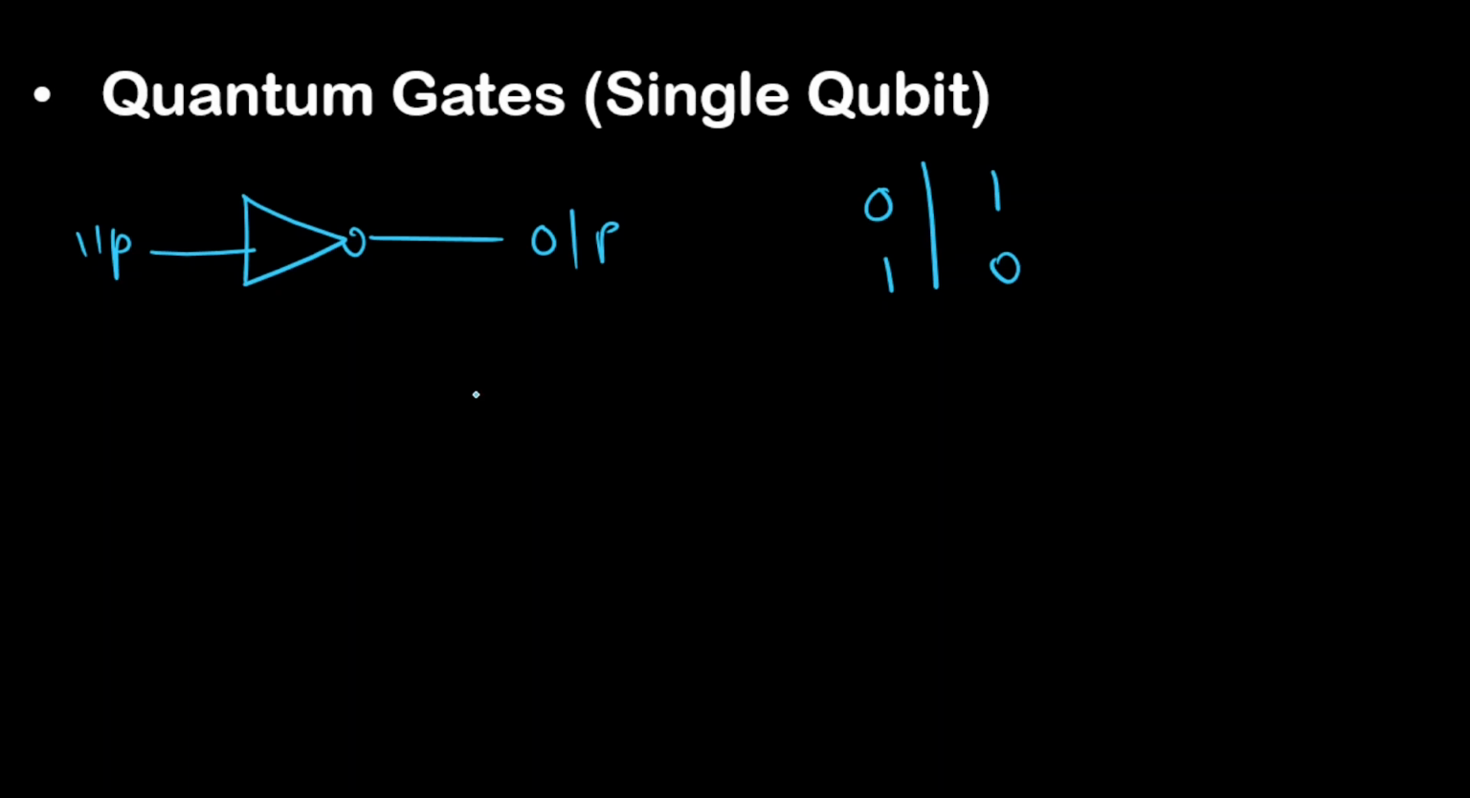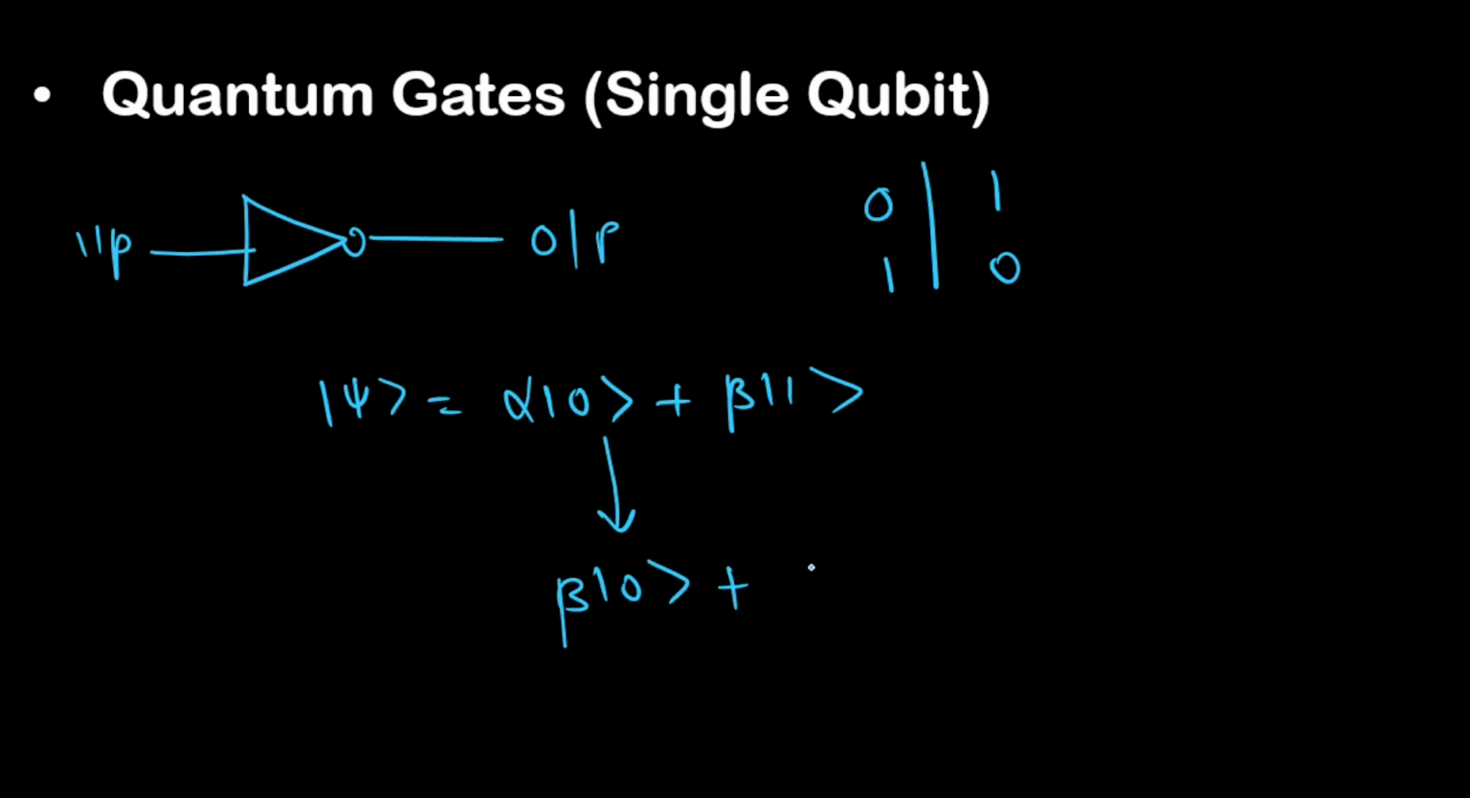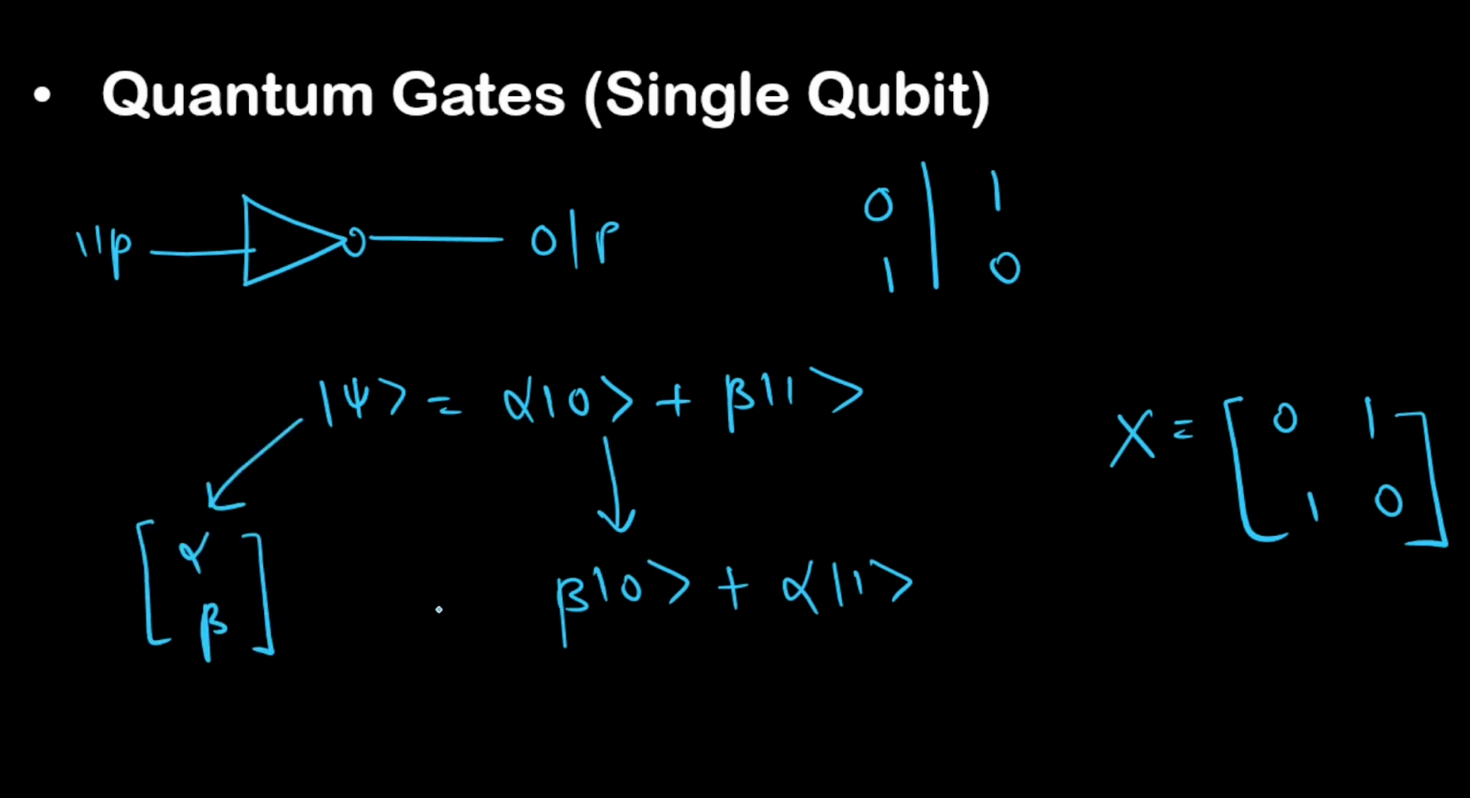Since it is a linear state, that is psi equal to alpha 0 plus beta 1, inverting this input implies we'll have beta 0 and alpha 1. This operation can be realized using a quantum NOT gate, which is represented in a matrix form given by X, which is equal to 0 1 1 0. To operate this gate, we'll represent our state psi as this column matrix, where the top entry corresponds to the amplitude for 0 state and the bottom entry corresponds to the amplitude of 1 state.